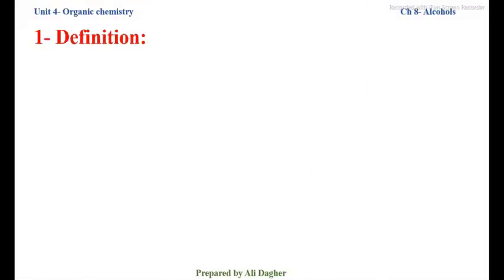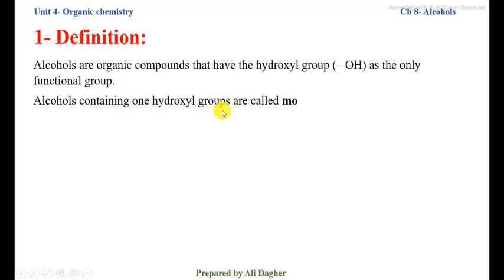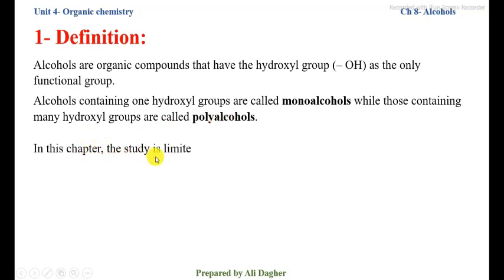One definition of alcohol: alcohols are organic compounds that have the hydroxyl group OH as the only functional group. Alcohols containing one hydroxyl group are called monoalcohols, while those containing many hydroxyl groups are called polyalcohols. In this chapter, the study is limited to open-chain, non-cyclic, saturated monoalcohols.